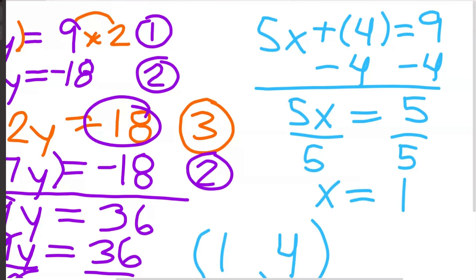Let's see what we got. Number 9, elimination. What was number 9? 1, 4. We're good to go. A positive 1, a positive 4. We got it. Let's give ourselves a little happy face here. That's it.